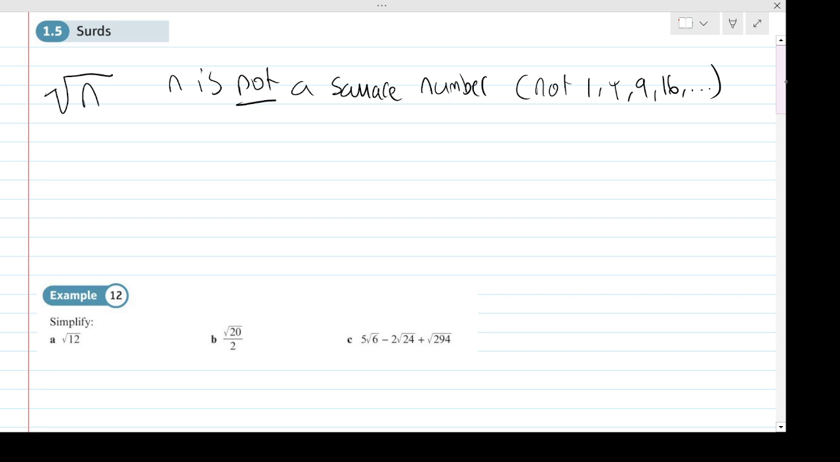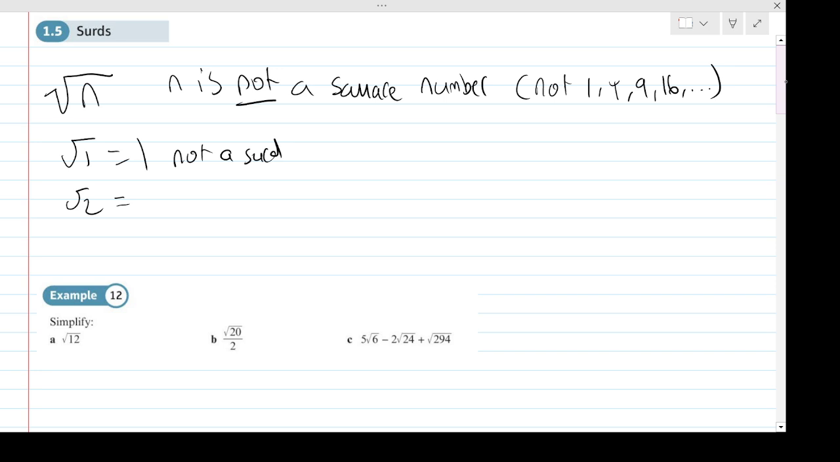So, for example, root 1 is equal to 1. That's an integer, and 1 is a square number, so that is not a surd. But root 2 is a surd because if you put that in a calculator, you're not going to get a nice number. You'll get a decimal that'll be ongoing. The calculator might give up the first 10 digits, but actually that number is ongoing.